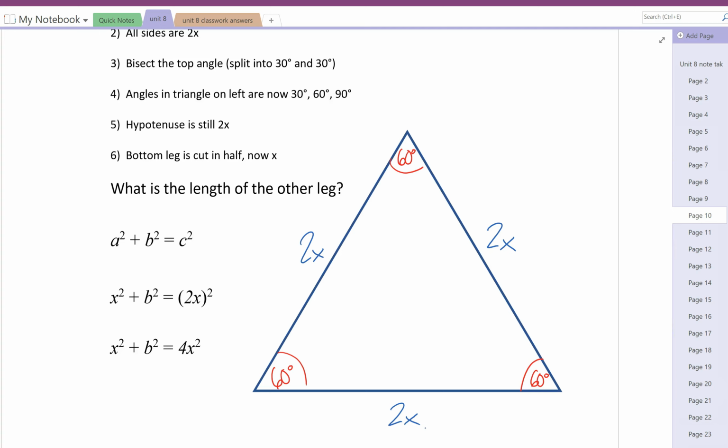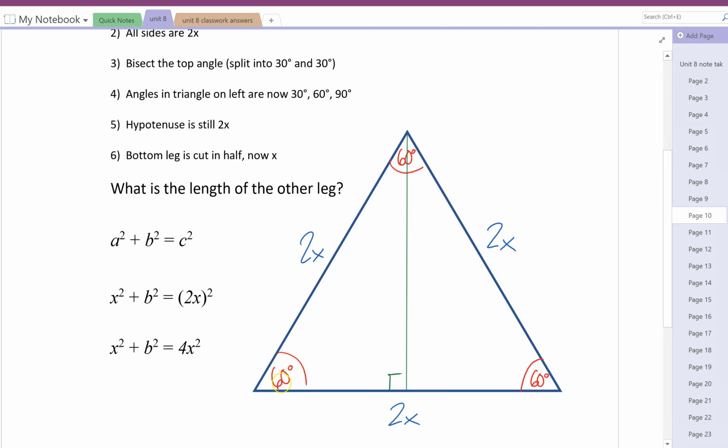Okay, now let's say we bisect this angle at the top with a line that's perpendicular to the base of the triangle. I start up here and I draw a perpendicular bisector to the base of the triangle. What have I just done? Well, I've taken an equilateral triangle where all sides are the same and all angles are the same, and I've created two 30, 60, 90 triangles.